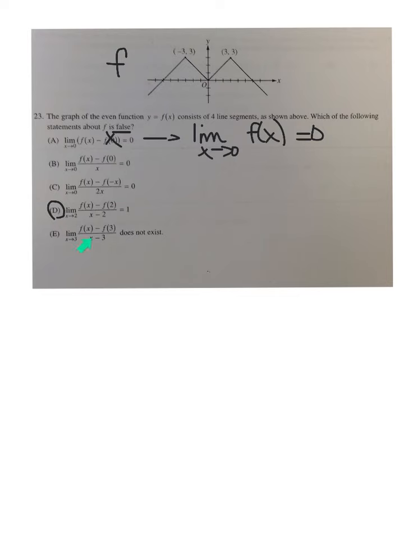Now, also just quickly, this is referring to a derivative, but at x equals 3, and it does not exist. We would not have a derivative because we have a peak or a cusp in the function.